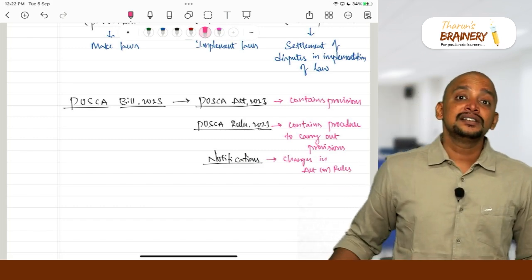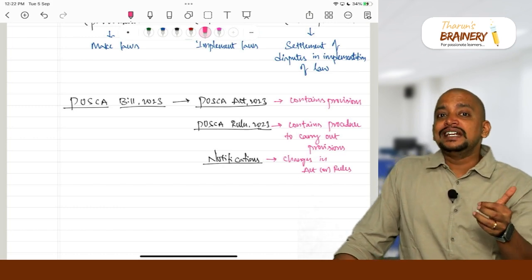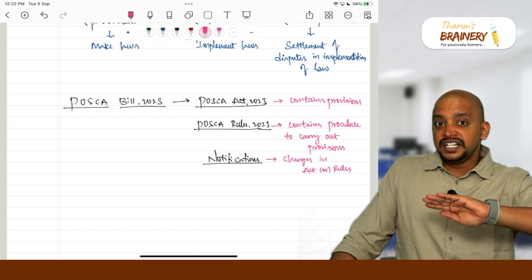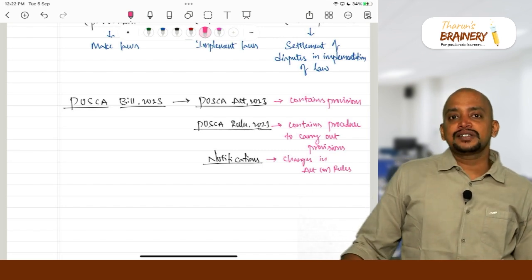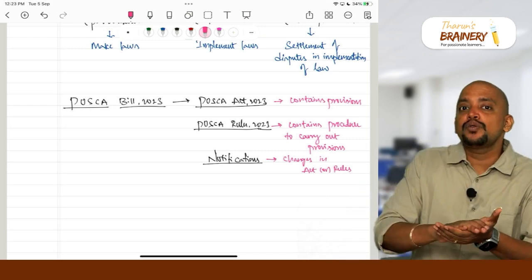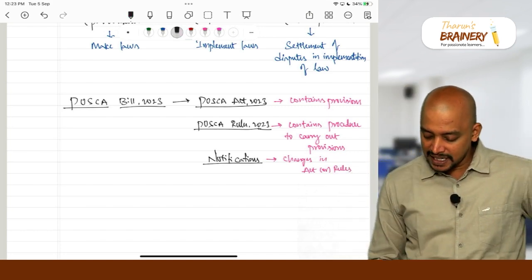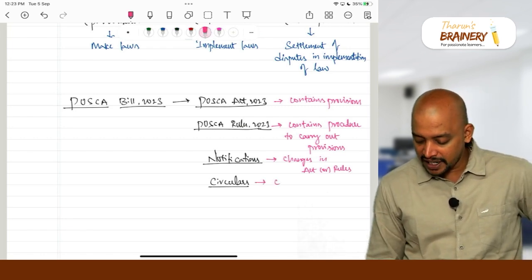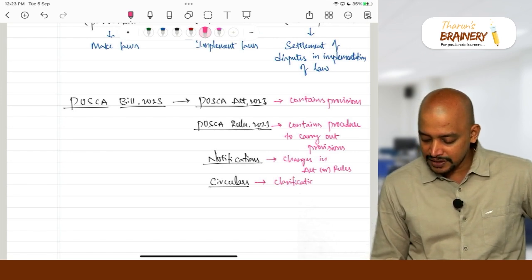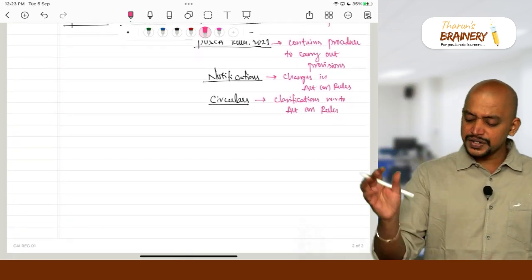Then there is something called as circulars. What is the need of the circulars? Like a particular provision may not be interpreted properly. So there is a difference in interpretation. I can interpret in one way, you can interpret in another way. So whenever there is a conflict in interpretation, to clarify what is the intention of the government, they will be giving a circular. Okay. So circulars are basically clarifications with respect to act or rules. Okay. For example, say this. There is one provision.